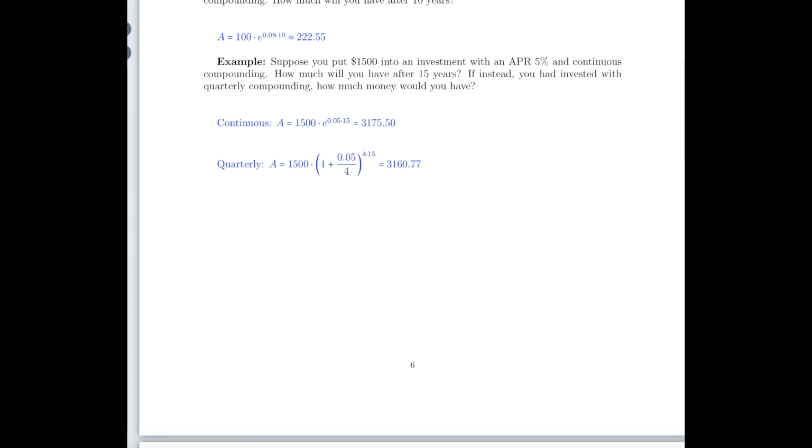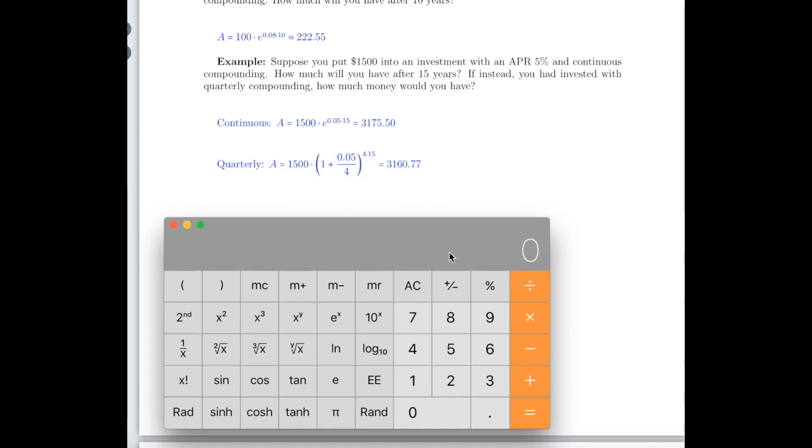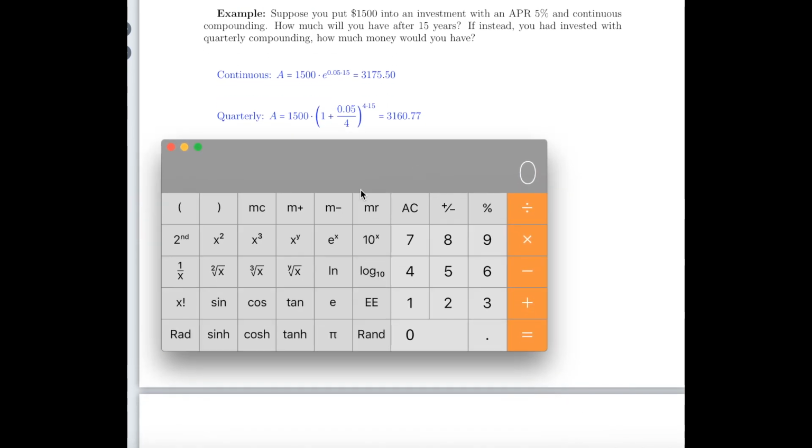Again, it's really important that you are plugging all of this into your calculators so that you know you are doing your calculations correctly. If you'd like to see me plug this into the calculator, I'll go ahead and do that for you right now. I will do the quarterly. Again, order of operations: we start inside the parentheses. We have addition and division, so we have to start with division. That's 0.05 divided by 4. We can then add the 1. We can then take it to the power of 4 times 15, which is 60. And then multiply it by 1,500.